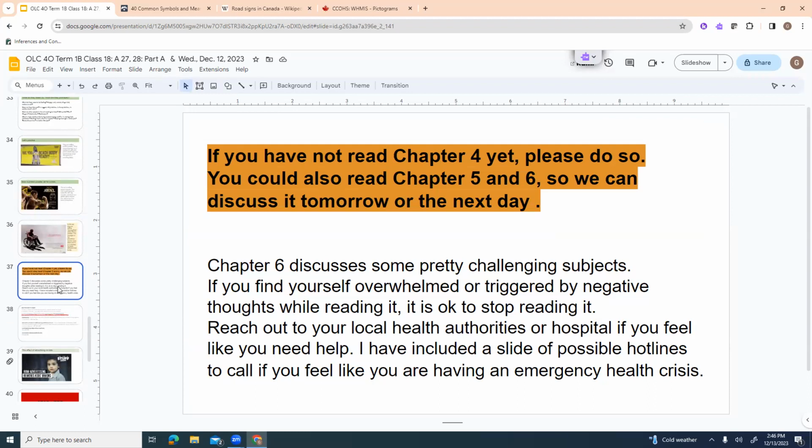Chapter 6, though, I wanted to give you a heads up. It has some pretty challenging subjects in it, okay? It covers the topic of suicide. So if you find yourself overwhelmed or triggered by negative thoughts while reading it, it is okay to stop reading it. And I'm giving you a heads up ahead of time so that if you know, hey, that's not going to do me any good, don't read it. You can still do this entire course without ever reading that particular chapter. Okay, it's not crucial to this course. There are no assignments specifically based on chapter 6. So if you want to read it, that is okay. But I am giving you full on permission to not read it if you do not want to.